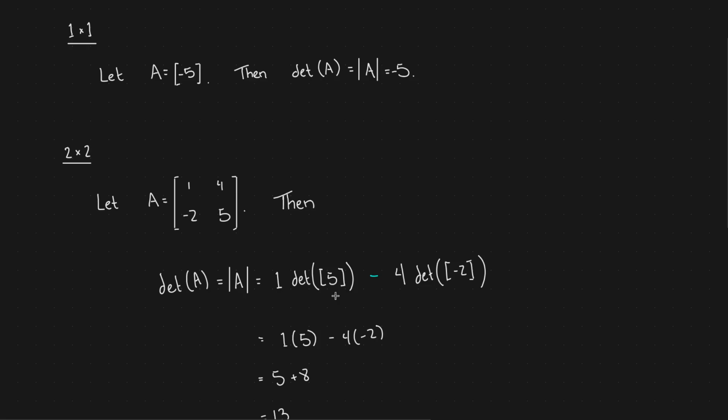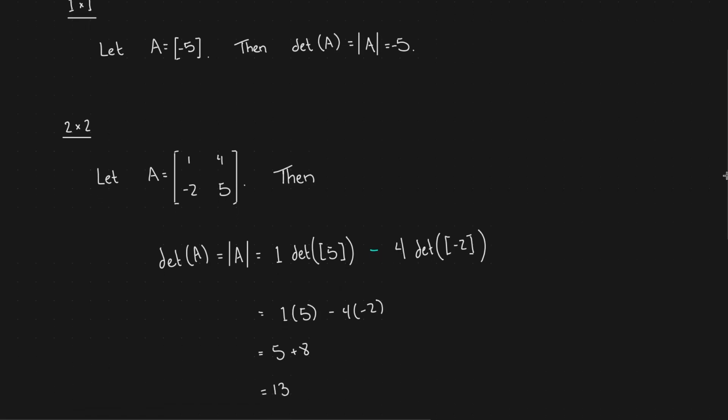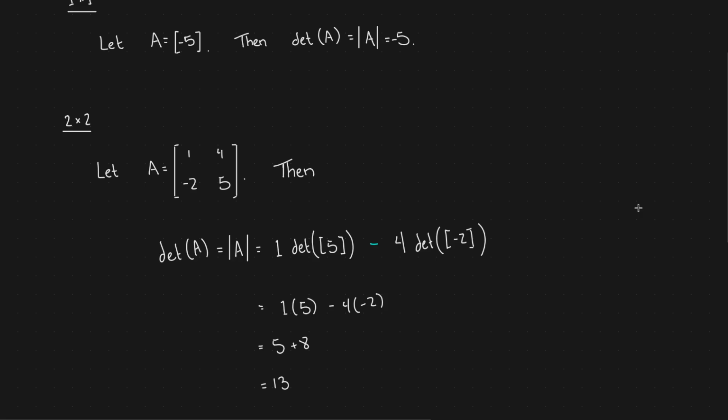Okay, now I'm being very careful here with these 2-by-2s, because we're going to have to use the same idea when we get to higher dimensions. But for a 2x2, it's usually actually easier to just kind of cross them. So 1 times 5 minus 4 times -2. So you don't have to think so carefully about these cofactor expansions.